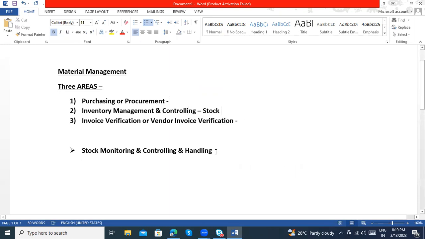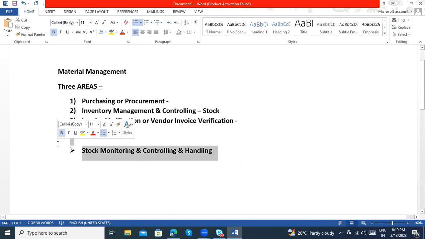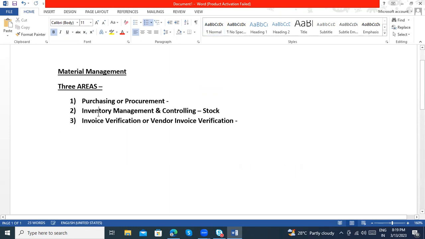Now you understand what areas and what things come under inventory management and control, right? Did you understand that? Yes, sir. I have one doubt, sir. Yeah, please. Is inventory management and invoice verification done by the FI team or the MM team, sir? No, MM. Procurement is MM. These three areas are from our end only. MM only.